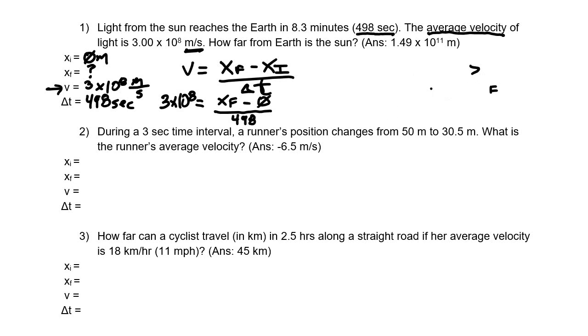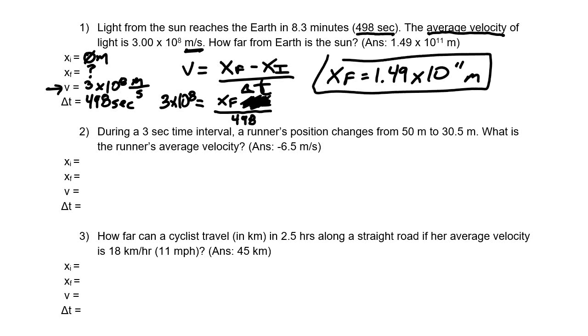I'm just going to delete our picture over here. Does this subtraction of 0 actually add any sort of value to our problem whatsoever? No, right? So all that we basically have here is xf divided by 498. How do we get rid of a division by 498? You multiply 498 on both sides of the equation. When you plug this into your calculator, you should get the final position as 1.49 times 10 to the 11th power, and that should be in units of meters. And that's your final answer.